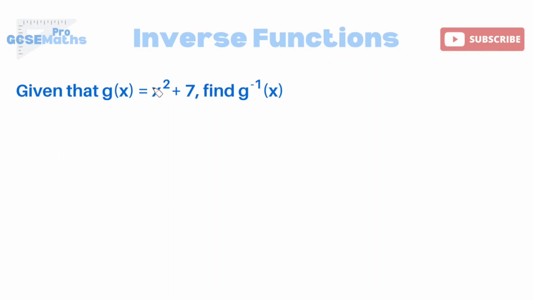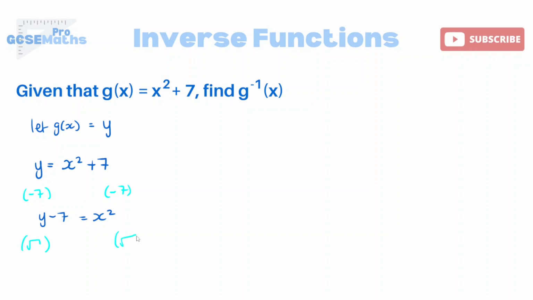So given that g of x is equal to x squared plus 7, find the inverse function of g. So we've got let g of x equal y. So I'm going to put y equals x squared plus 7. And now I just need to inverse it so I can get x as the subject. So I'm going to subtract 7 first to move that away. So y minus 7 equals x squared. And then the opposite of squaring is square rooting. So I'm literally just going to put the square root on both sides.